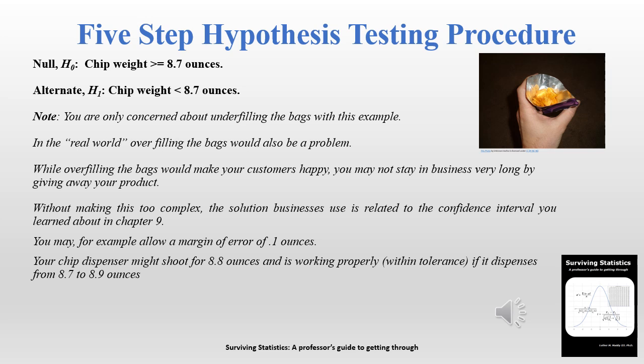But typically our machine is going to have tolerances that we would work with. And so, for example, we might shoot for our chip dispenser having a tolerance of maybe 0.1 ounces, where we would allow anything from 8.7 to 8.9 ounces. But in this case, we're just simply saying we believe it's greater than or equal to 8.7 ounces. So sorry to confuse you about that.